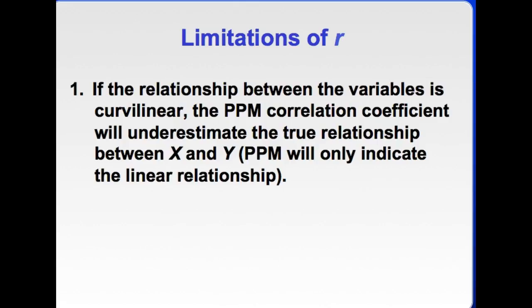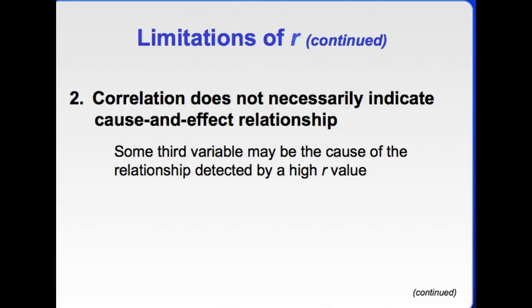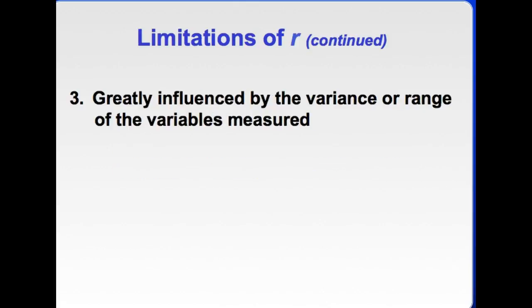The limitations of R. If the relationship between the variables is curvilinear, the PPM correlation coefficient will underestimate the true relationship between X and Y. So your PPM will only indicate the linear relationship. The correlation does not necessarily indicate cause and effect. Some third variable may be the cause of the relationship detected by a high R value. And it is also greatly influenced by the variance or range of the variables measured. So there can be a wide range there.